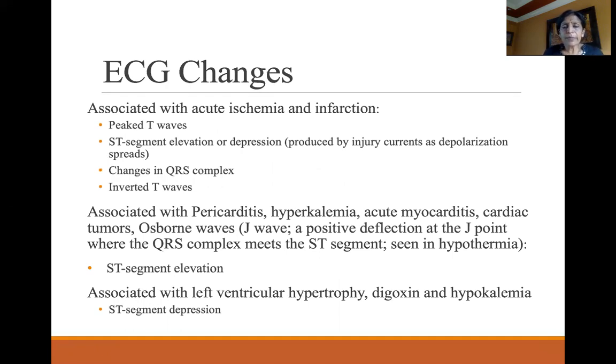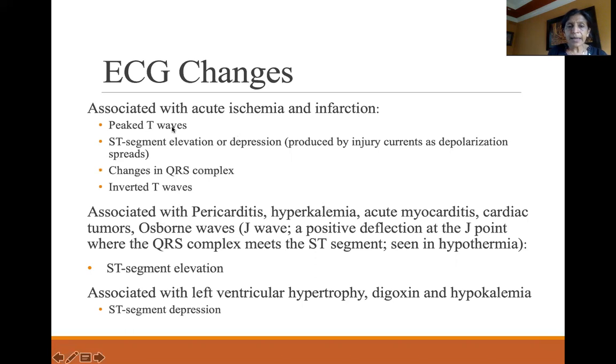So now we will look at specific conditions and see what kind of variations they bring in. ECG changes one would expect with acute ischemia and infarction would be peaked T wave or inverted T wave.